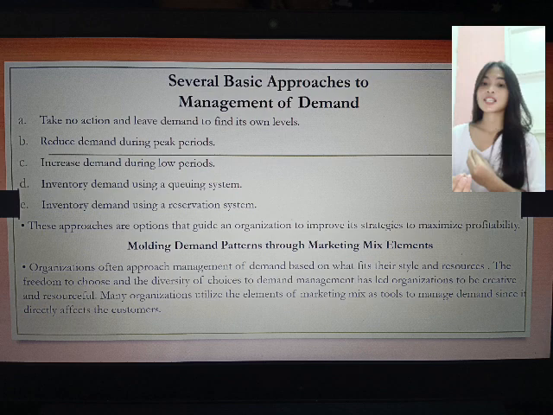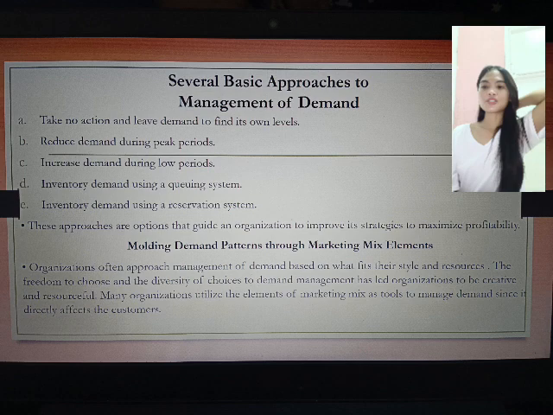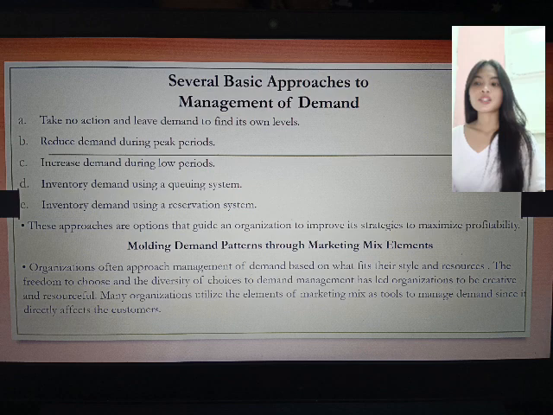So, the next one is molding demand patterns through marketing mix elements. Organizations often approach management of demand based on what fits their style and resources. The freedom to choose and the diversity of choices in demand management has led organizations to be creative and resourceful. Many organizations utilize the elements of the marketing mix as tools to manage demand since it directly affects the customers.